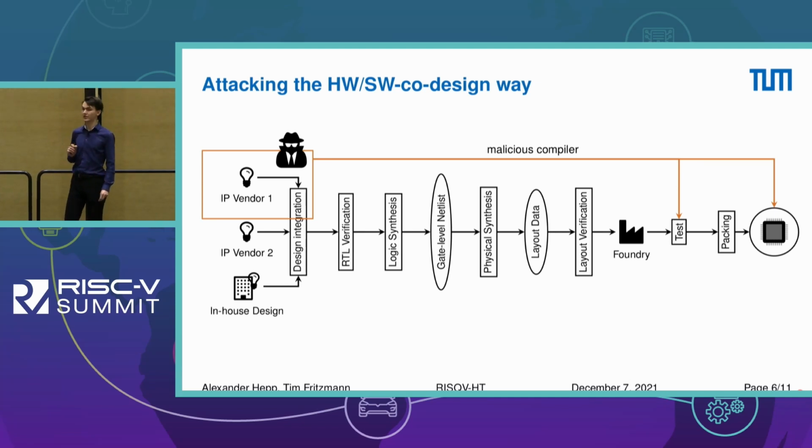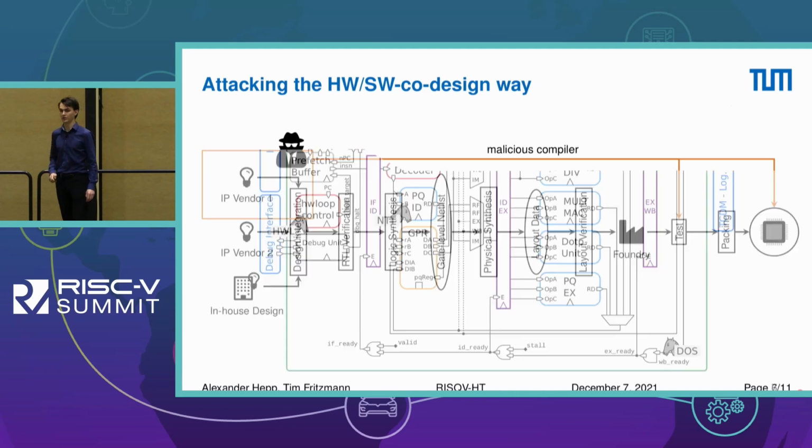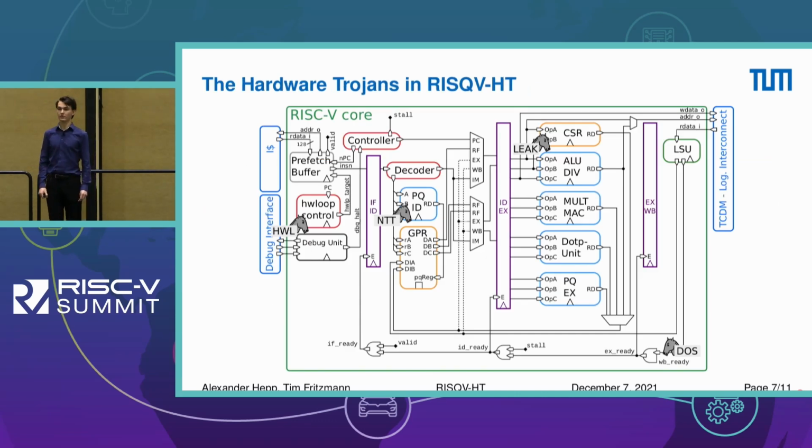In this special case, I was adding also a malicious compiler because as I am the IP provider, I can also control the compiler, and this leads to much larger attack surface and much better possibilities for developing good hardware Trojans, realistic hardware Trojans. Because, let's have a look. This is all the hardware Trojans that we have in our device, and I will only focus on the most left one, which is a hardware Trojan sitting in the hardware loop controller.